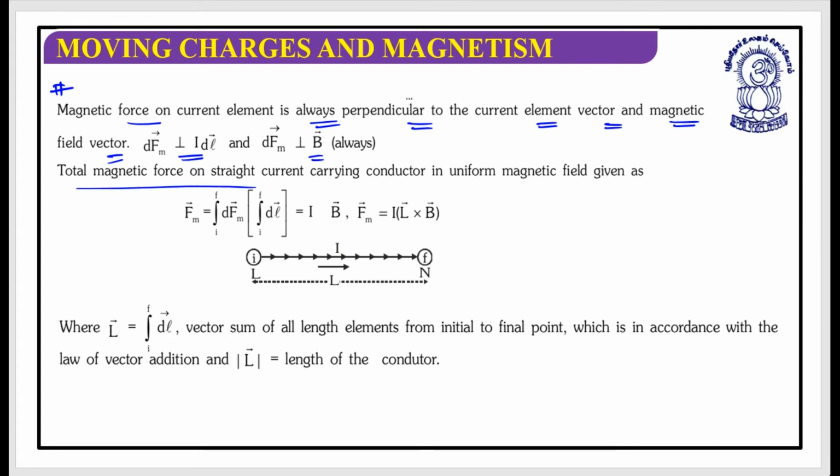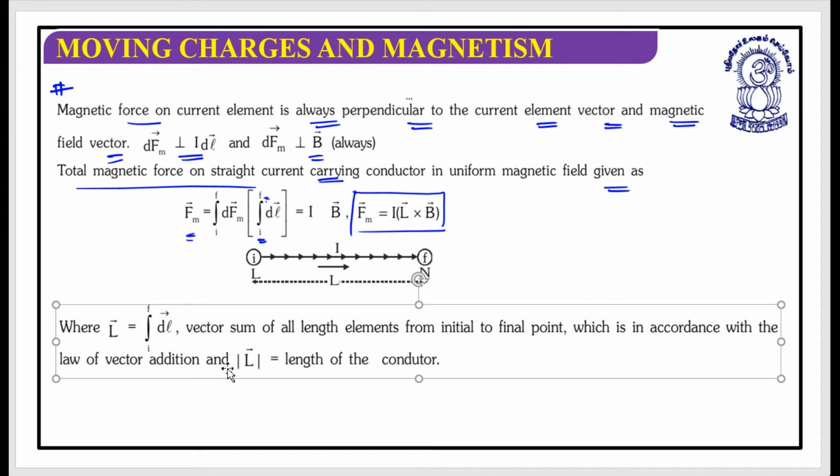Now the total magnetic force on a straight current carrying conductor in a uniform magnetic field can be calculated as follows. We have the relation for dFm. If I integrate this, I will have Fm, integrating from initial length to final length. That would be given as the length of the conductor only, and Fm is equal to I into L cross B. Is it clear? I hope this is clear.